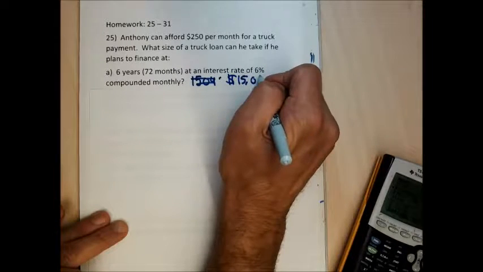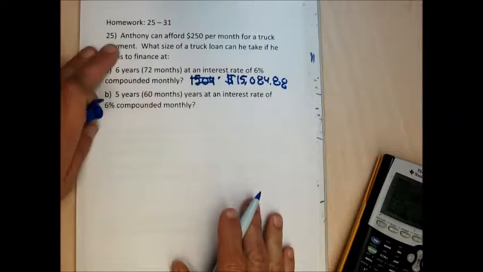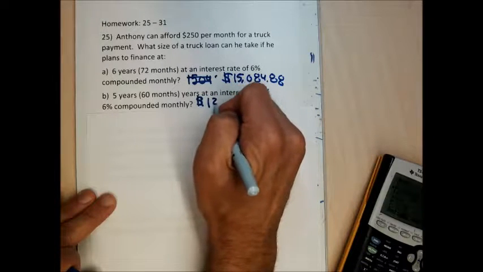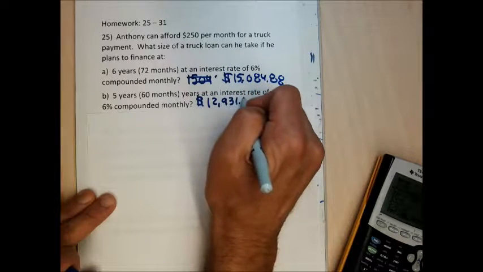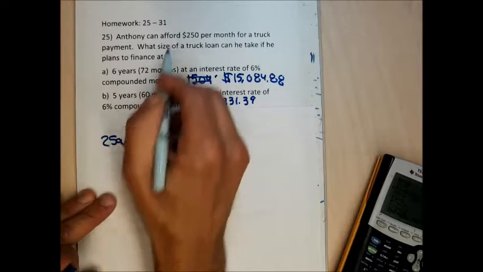and $15,084.88 is what I'm supposed to get for part A. And for part B, I'm supposed to get $12,931.39. So when I go to do part A, I read through the problem.